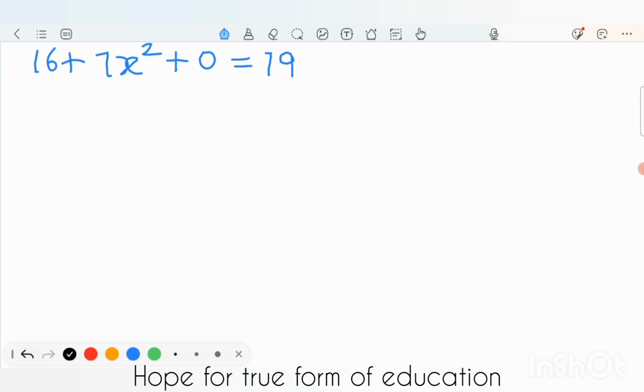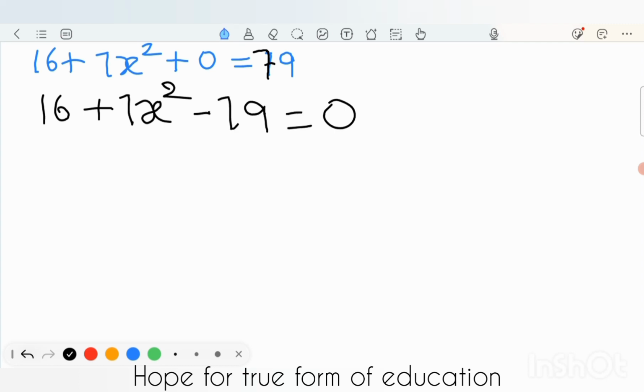Okay. So here, the RHS must be always equal to 0. So here what we do is we bring the 79 to LHS. So whatever the terms are there, not even in this question, in any question, whatever the terms are on RHS, bring them to the LHS. Okay. So 16 plus 7x square, so plus 0 is nothing, we'll put it aside, minus 79 is equal to 0. If we don't have anything, it's equal to 0, right? Now 7x square, so they just changed the places.